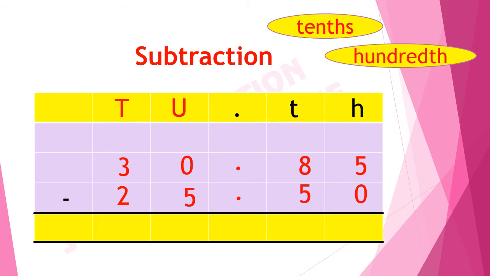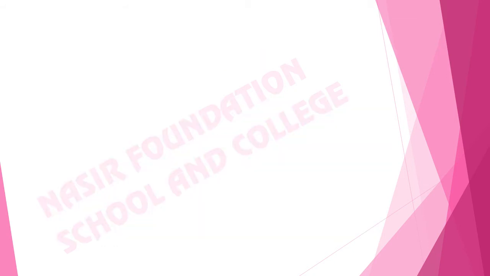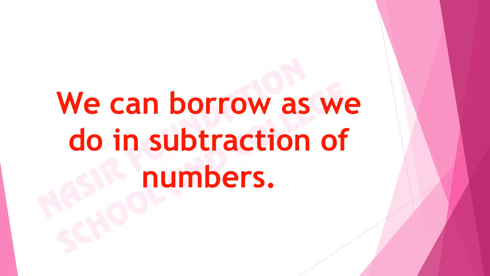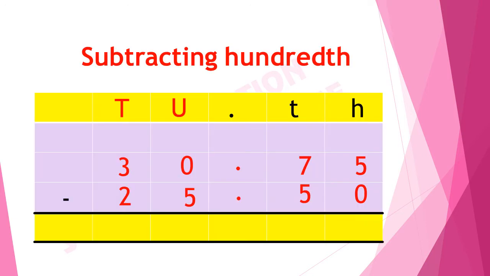Here we have two numbers, or we can say that we have 30 rupees and 85 paisas and 25 rupees and 50 paisas. We have to subtract 25 rupees and 50 paisas from 30 rupees and 85 paisas. We can borrow as we do in subtraction of numbers. First of all, we start from hundredths.